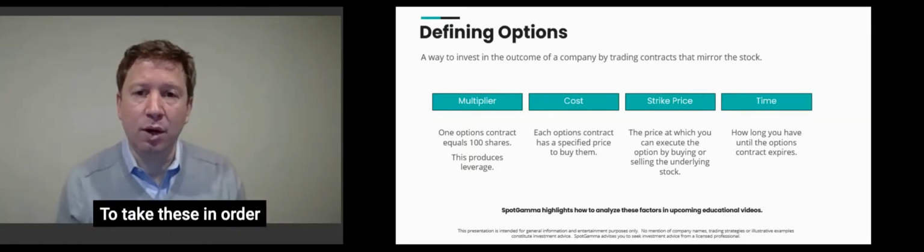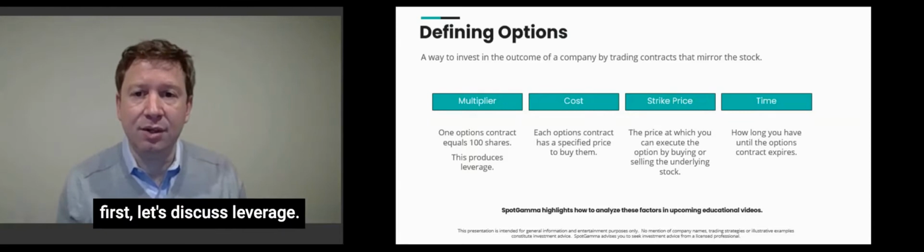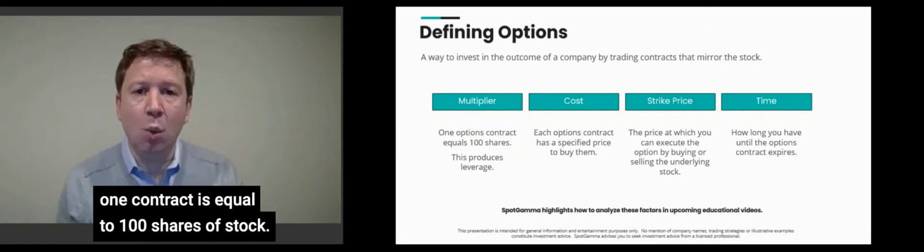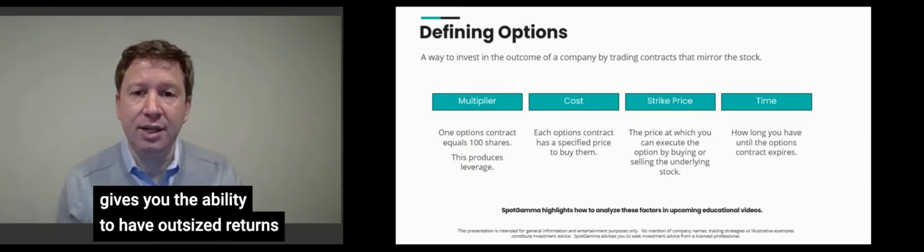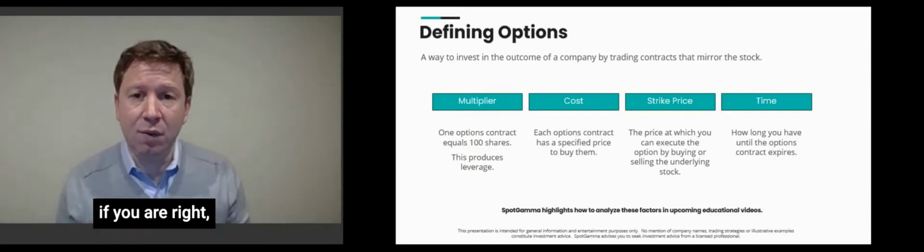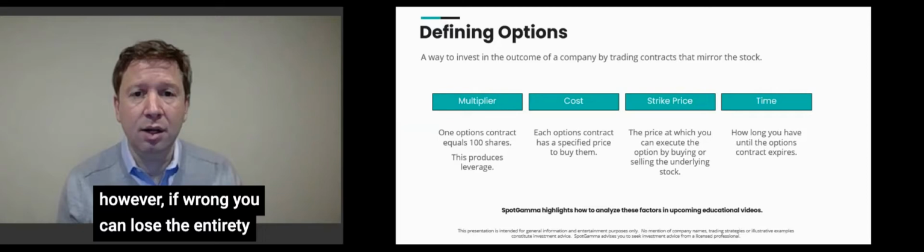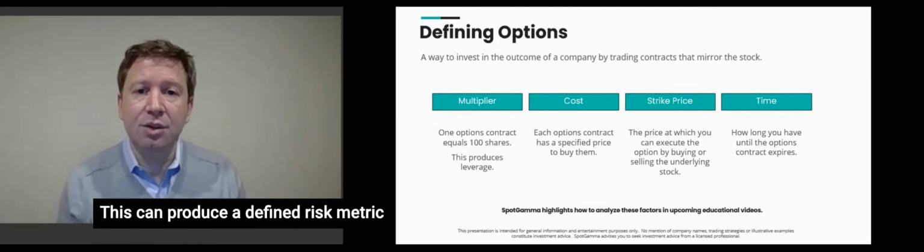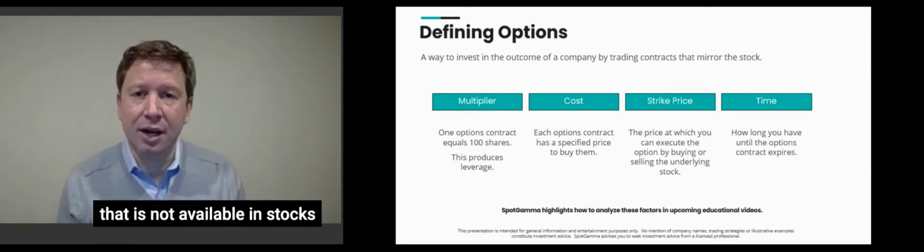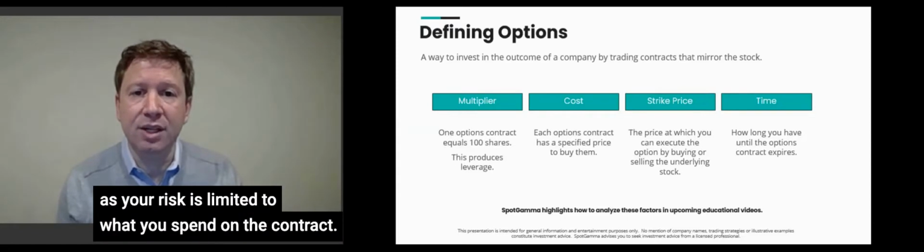To take these in order, first, let's discuss leverage. In terms of listed options, one contract is equal to 100 shares of stock. This means that buying options contracts gives you the ability to have outsized returns if you are right. However, if wrong, you can lose the entirety of what you spent buying the contract. This can produce a defined risk metric that is not available in stocks, as your risk is limited to what you spend on the contract.